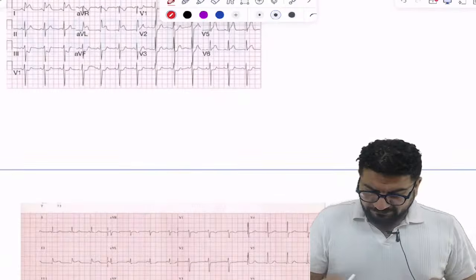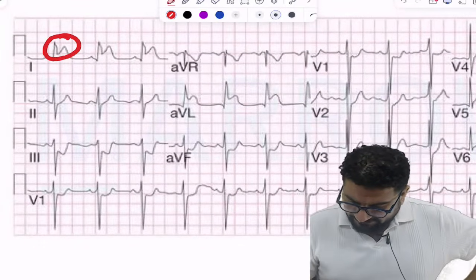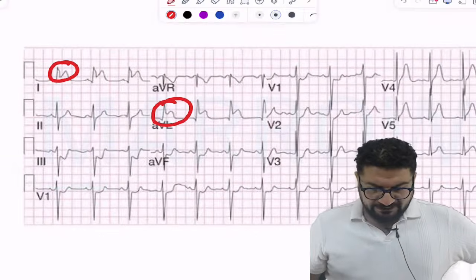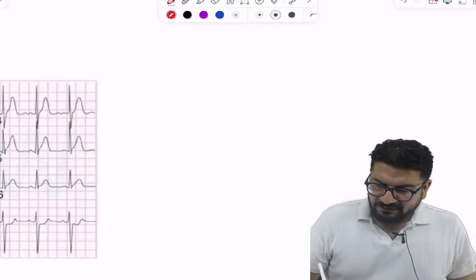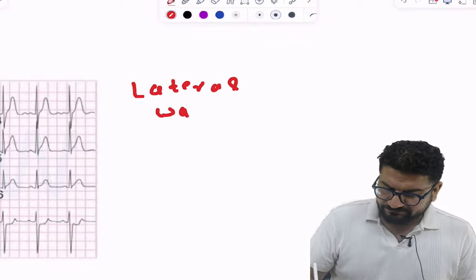Look at this now. Next one, you can see there will be changes in lead 1. So lead 1 में है और किस में, you can notice AVL में. Lead 1, AVL. So this will be your lateral wall MI.